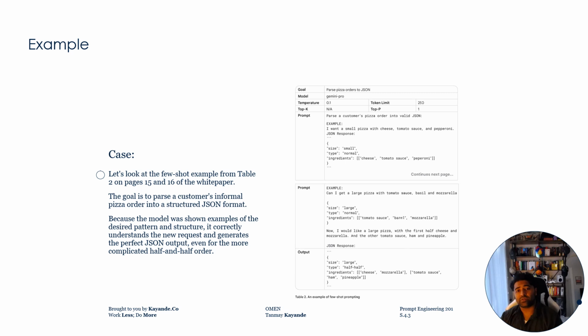After showing the model this pattern twice, the prompt presents a new, more complex task that can be considered an edge case. I'd like a large pizza with the first half cheese and mozzarella and the other tomato sauce, ham, and pineapple.